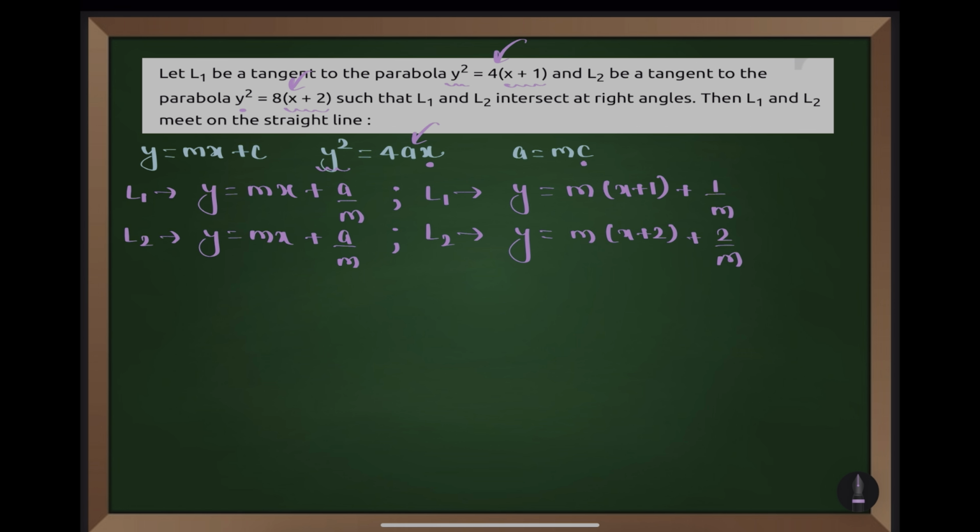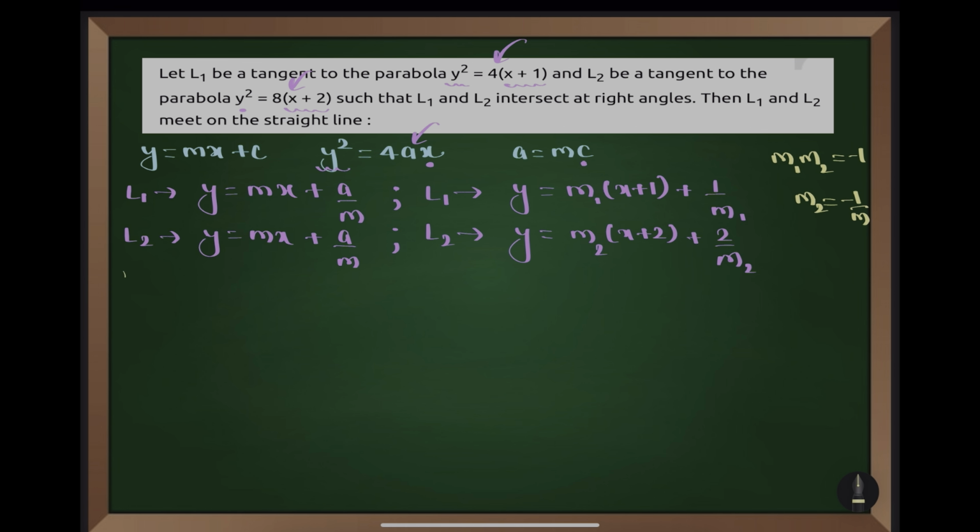Now look at this. Both are two different straight lines. So I cannot use the same m. So I'll substitute 1, 1, 2, 2. So slope of line 1 is m1, slope of line 2 is m2. Now look at this. Such that line L1 and L2 intersect at right angle. So can I go with m1 m2 equals minus 1 because it's a right angle? Now I want to write m1 as m. So can I write m2 as minus 1 by m? Correct?